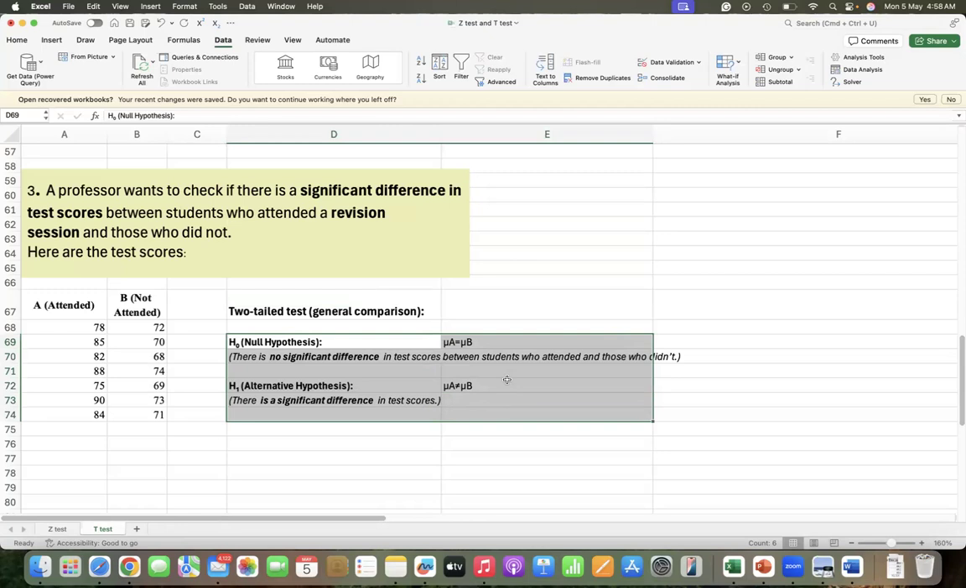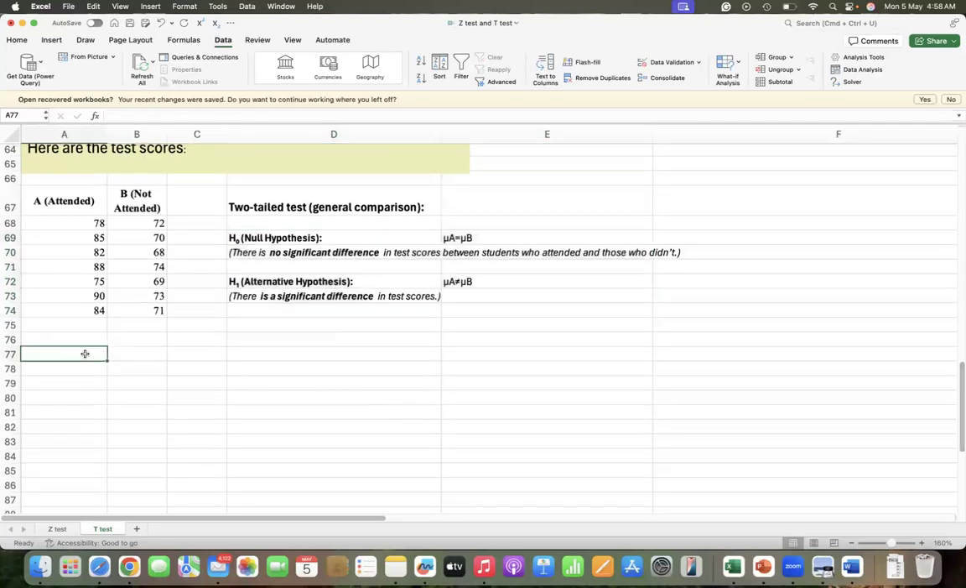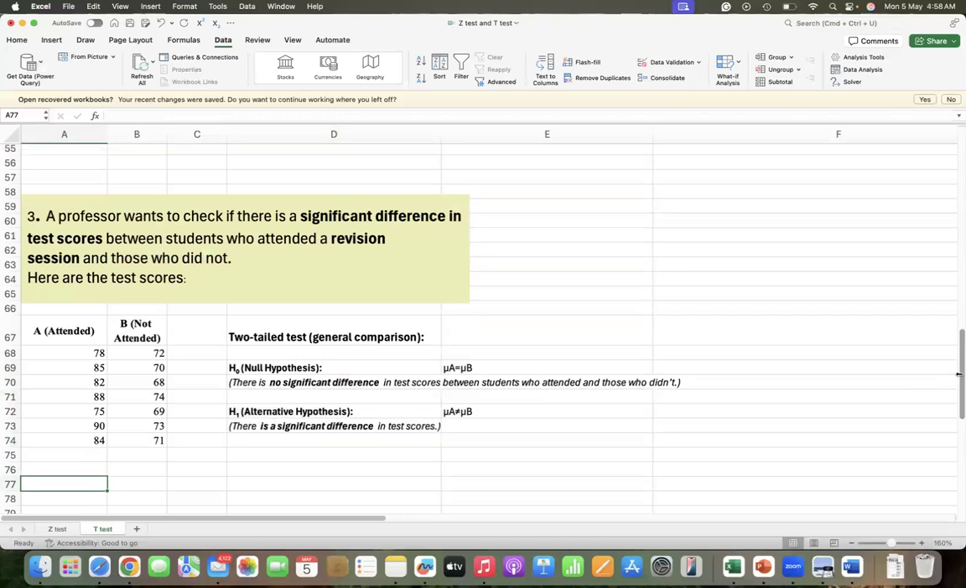रिविजन सेशन का कोई इतना इफेक्ट नहीं है. So mu A means A is the group of students who have attended the revision sessions. B is the group who have not attended. So the null hypothesis says there is no difference. The alternate hypothesis says there is a significant difference in test scores. So let us see whether there is a difference or not. Again, the same way we have to apply t-test.